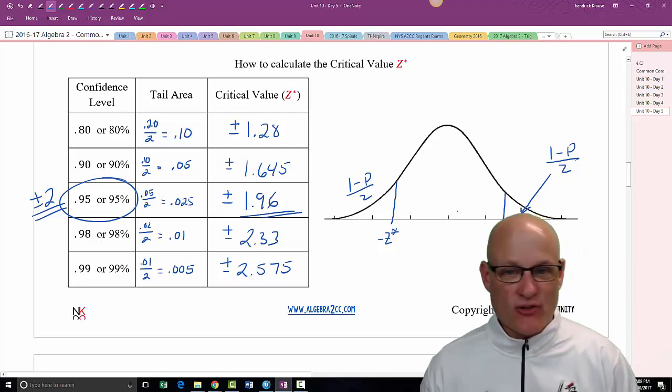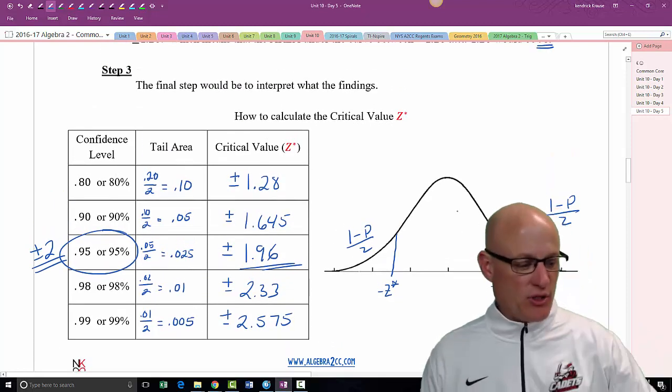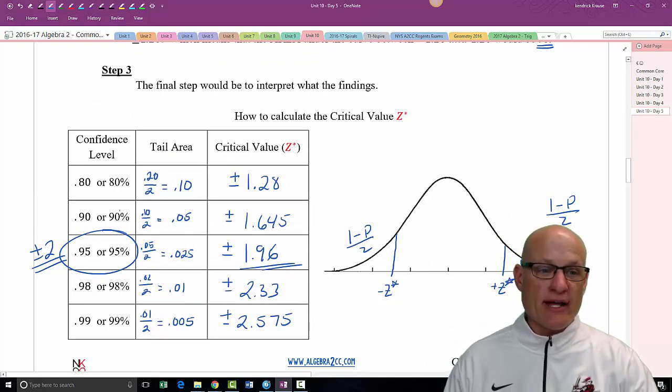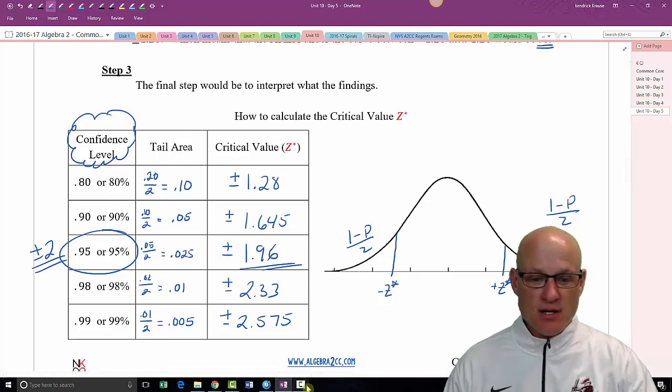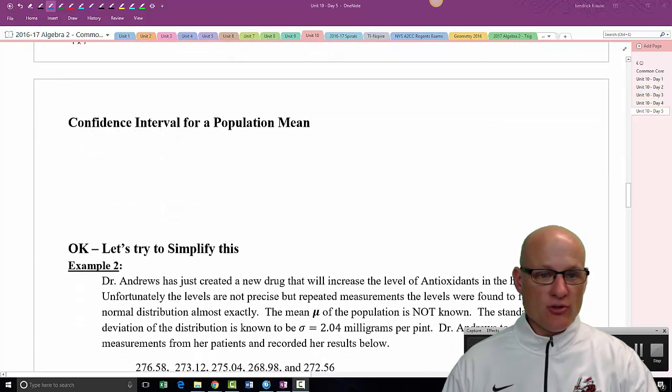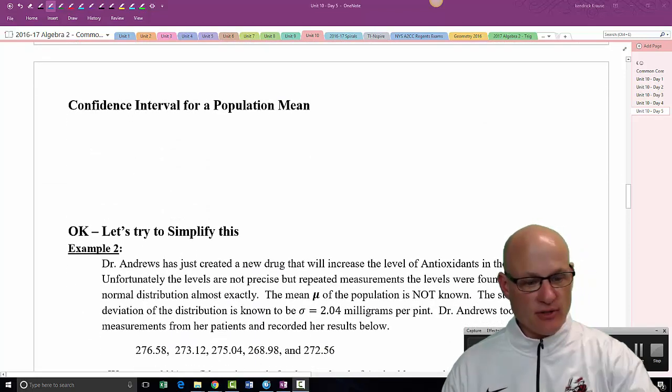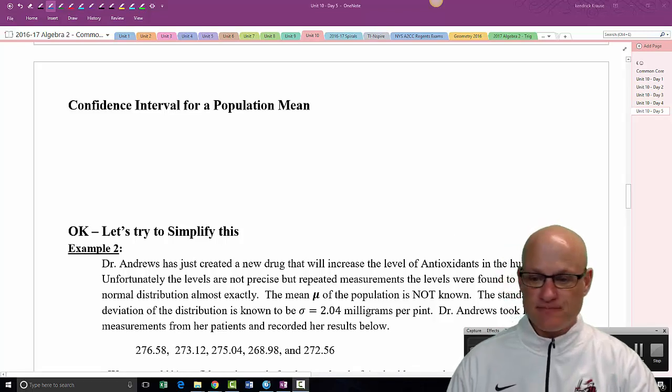Now, these Z stars are just our critical values, which will ensure that the center will be at the confidence level that we are looking for. Okay? We can keep going. So what are we doing here? I'm missing something. Oh, I don't think I left enough room for all the notes I wanted to put in here.